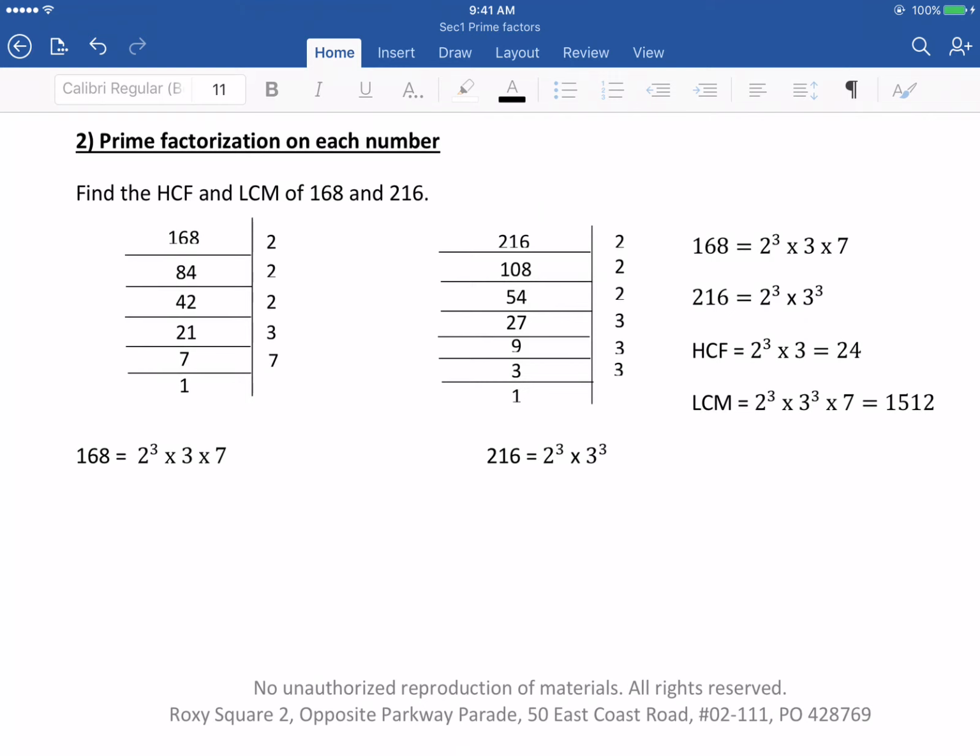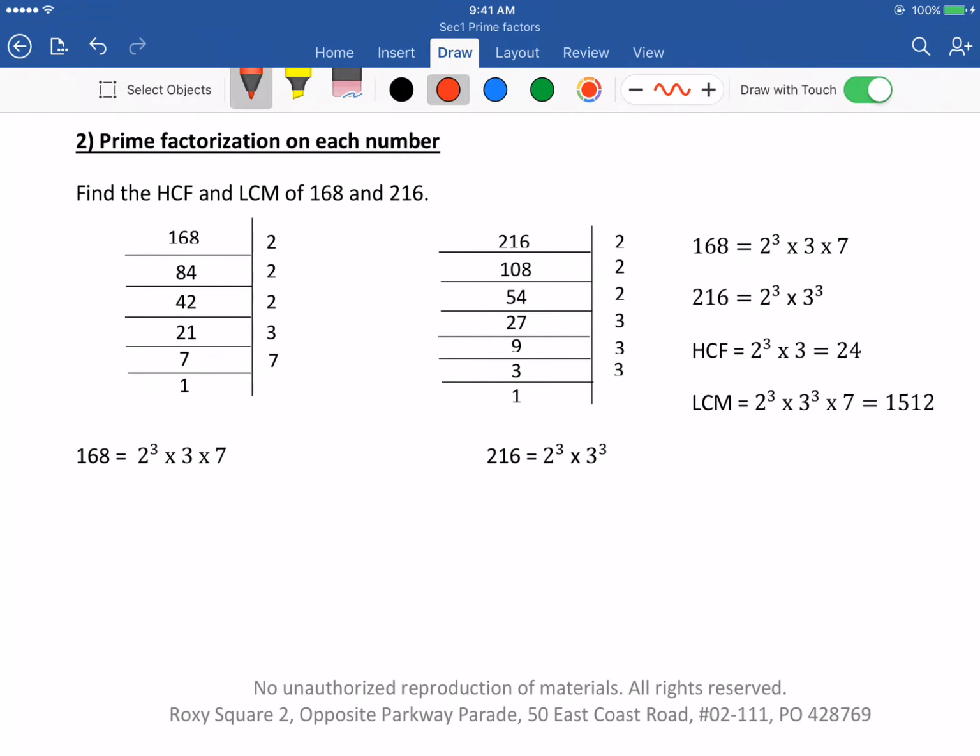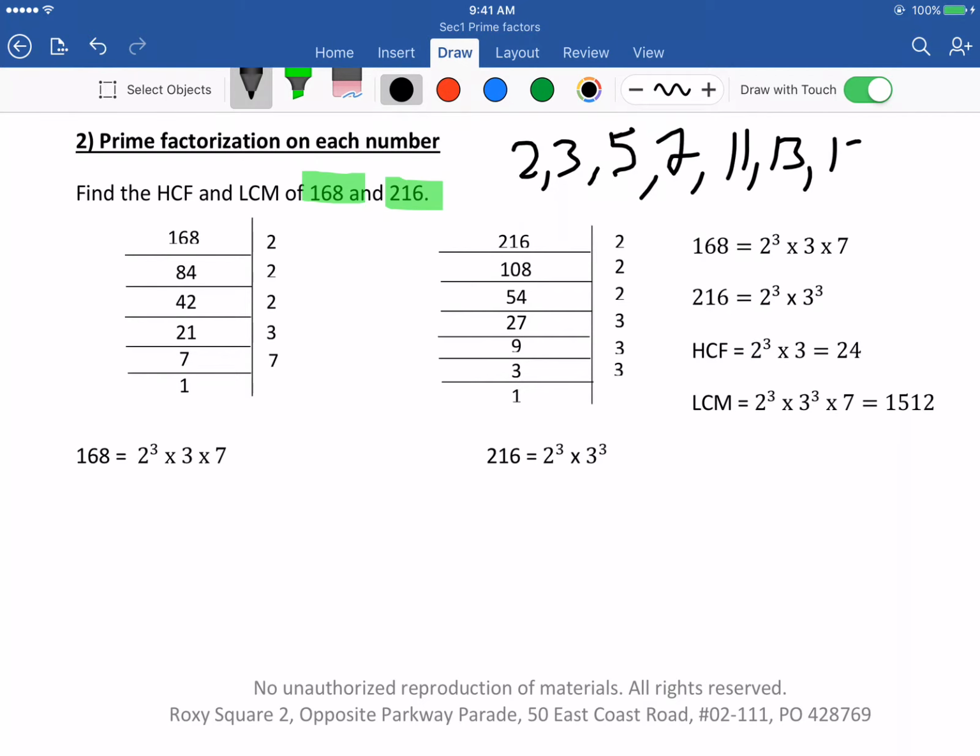However, there's actually another method. Another method is to express 168 in terms of prime factors and express 216 in terms of its product of prime factors, and then you compare it. What do you mean? Maybe I'll try it once for you. So for our first few prime numbers, 2, 3, 5, 7, 11, 13, 17, and so on and so forth, write 168.